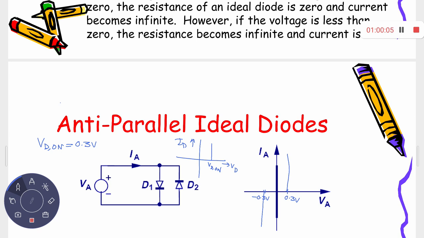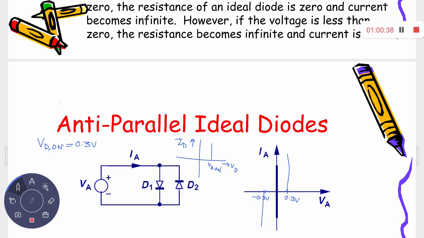For a non-ideal diode, or diodes which follow the constant voltage model, VD on is non-zero, 0.3 volt for example, and R on is 0 and R off is infinite. So only one change, in the value of VD on. R on is still 0 and R off is still infinite. So that's why the slopes are steeper, parallel to your y-axis.